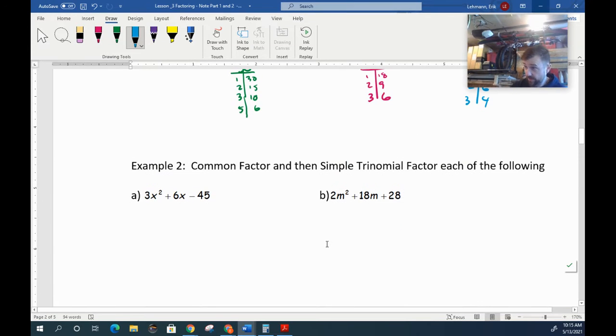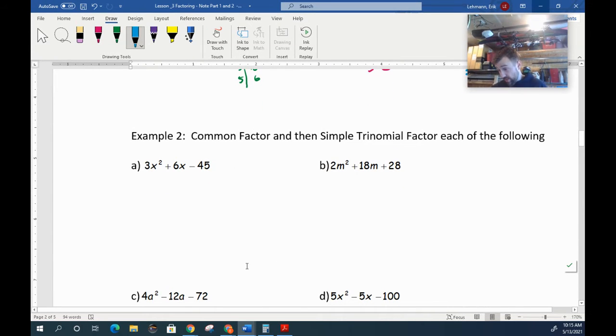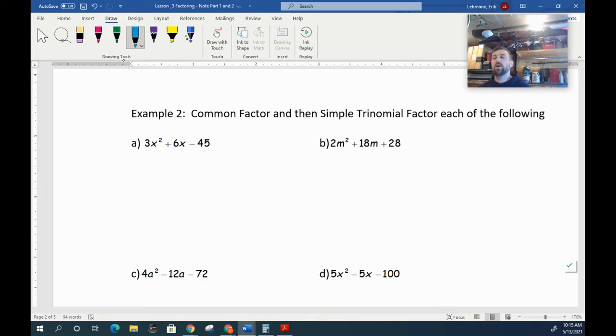Okay, more factoring. Example 2, these are examples of common factors and then simple trinomial factors. So remember how I said you always have to check for a GCF? Well, in this case, there is a GCF that comes out. So I can divide this whole thing by 3 and go 3x squared plus 2x minus 15.